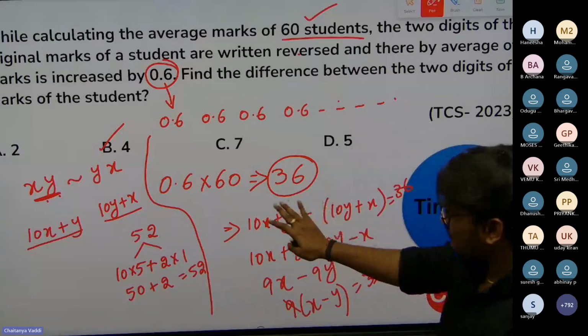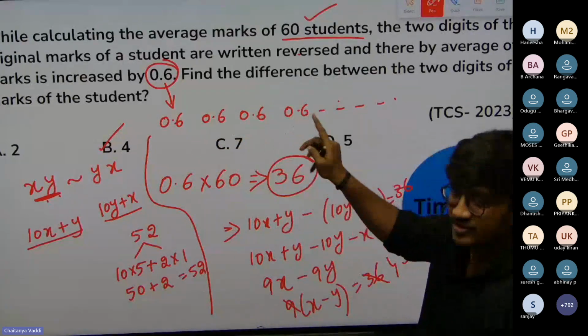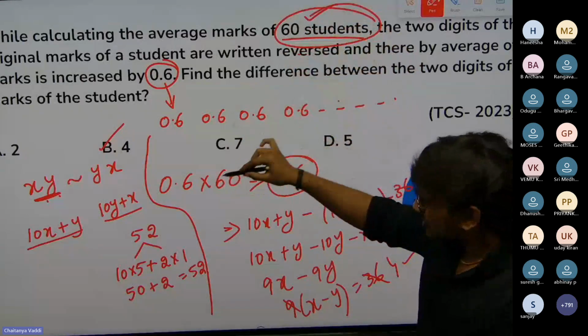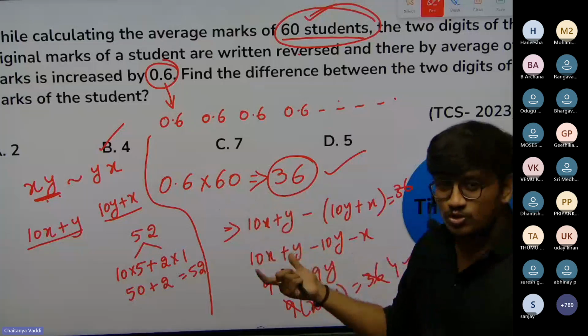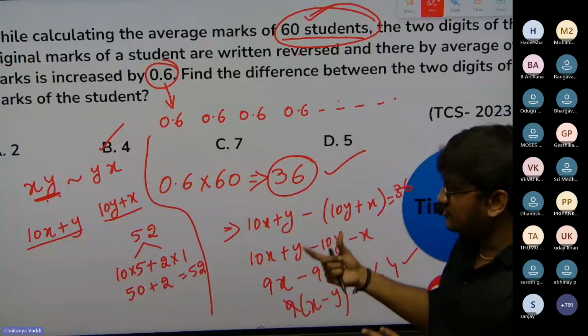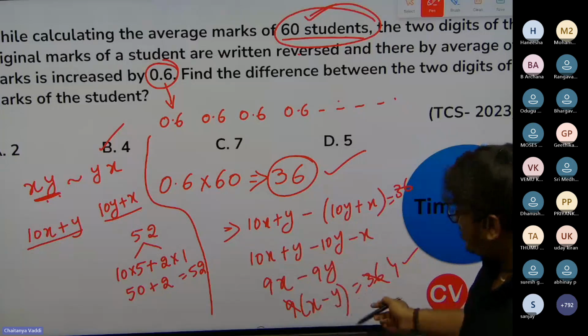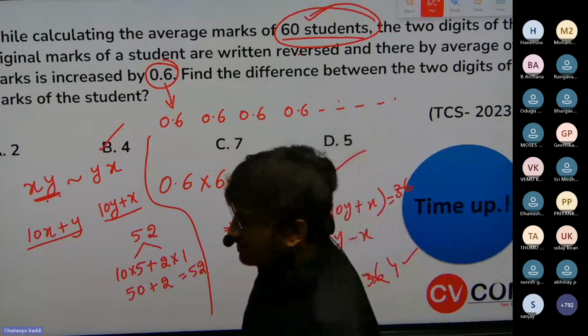The only solution is you should understand that average increased by 0.6 means each and every student's marks should get increased by 0.6. Likewise, we have total 60 students, and 0.6 into 60 is 36. So the difference between those two-digit numbers before reverse and after reverse will be 36. The same format I have written here. So the answer will be x minus y is 4. The difference between the digits of the number is 4.